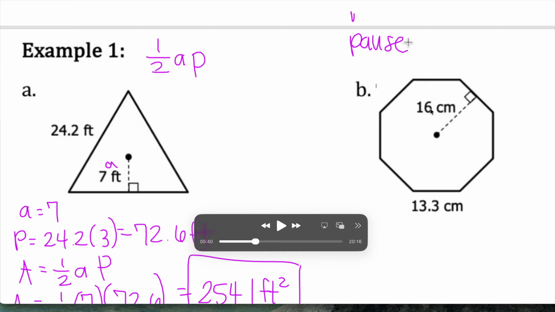The next one, you can pause here and try this one on your own. Find this using the apothem, using your perimeter, and find your area. When you're ready to check, go ahead and click play.